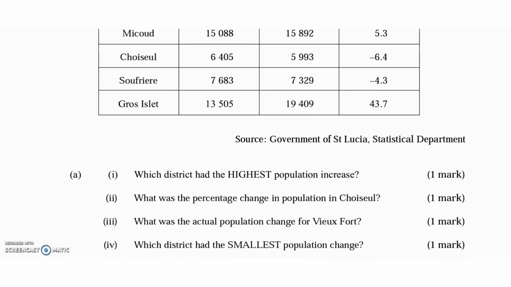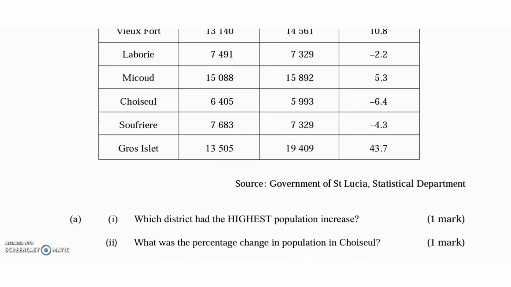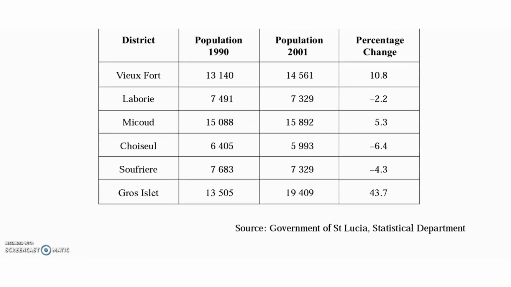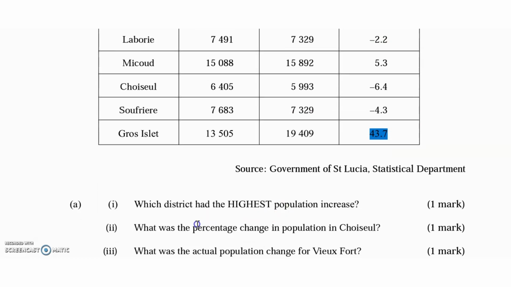Now let's scroll down. Which district had the highest population increase? For 1 mark. Students, we can see that the highest population increase was in Gros-Islet, at 43.7%. That's a positive number, the highest change in terms of the percentage of the population. Secondly, what is the percentage change in the population in Choiseul? The percentage change was minus 6.4%, which means there was a percentage decline in the population.